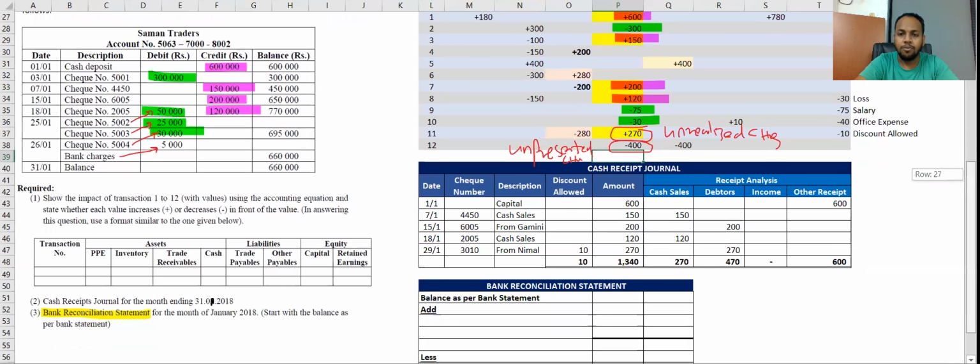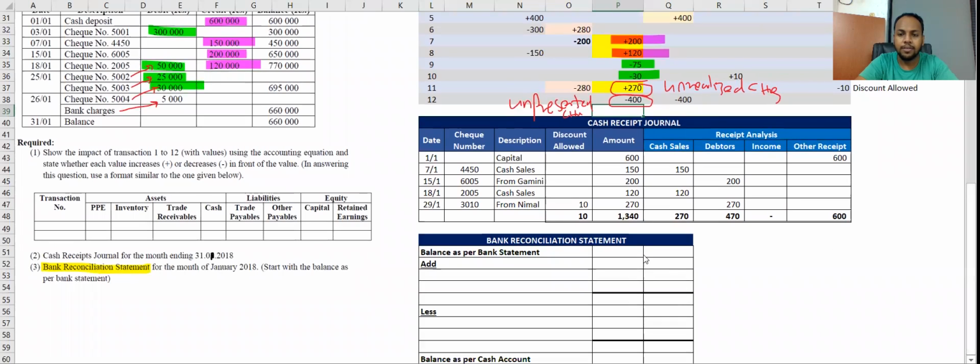Right. So let's prepare the bank reconciliation statement. It starts with the balance as per the bank statement. The bank statement balance is 660,000. Then we add unrealized: there is one unrealized check, which is 270. And deduct unpresented checks. There's one unpresented check.